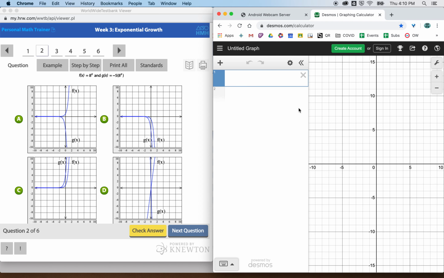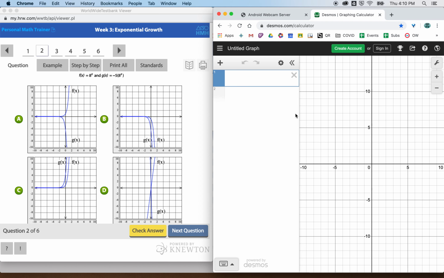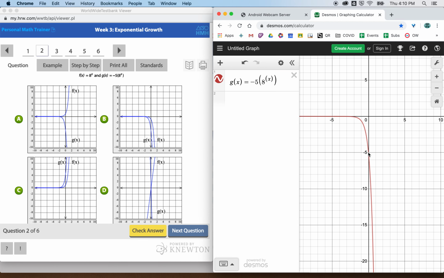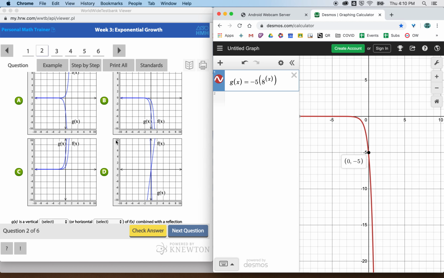Let's see if I can get it to fit in this small space here. So g of x equals -5 times 8 to the x. We can tell it goes downward. It goes through 0, -5. So you could use the y-intercept. I don't think they would give you two options with the same y-intercept that both go down, but I could be wrong about that. They might do that. So that's another thing you could use to do number 2 here.